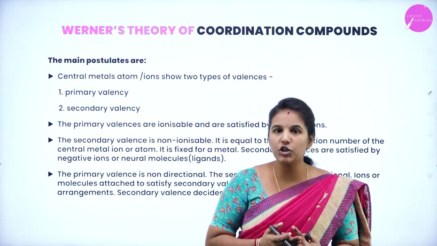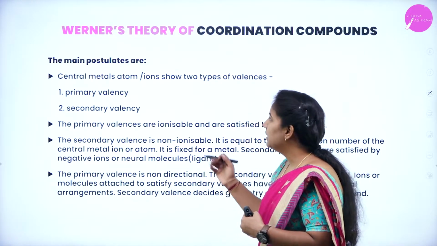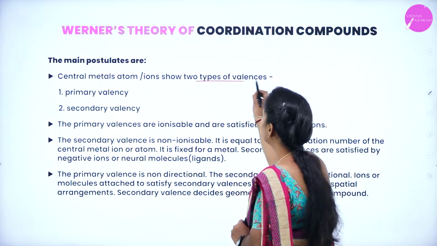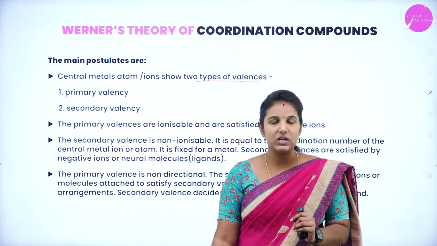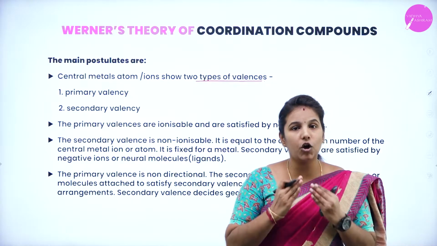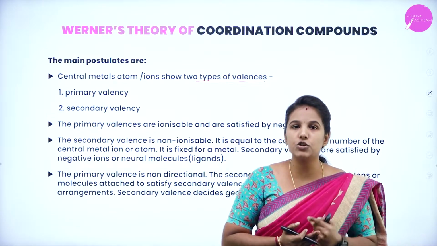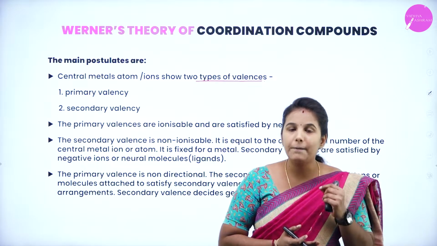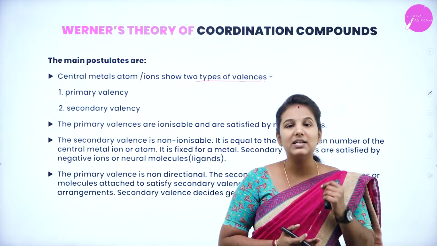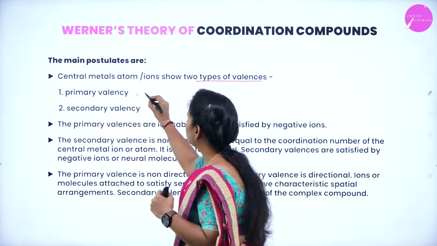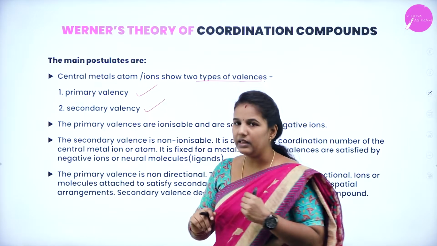So the first postulate says that the central metal atom shows 2 types of valencies. So always the central metal atom in the coordination compound shows what? 2 types of valency. That is known as primary valency and secondary valency.